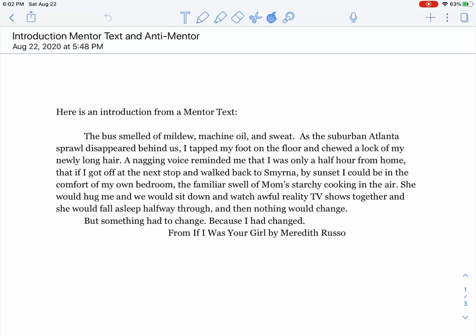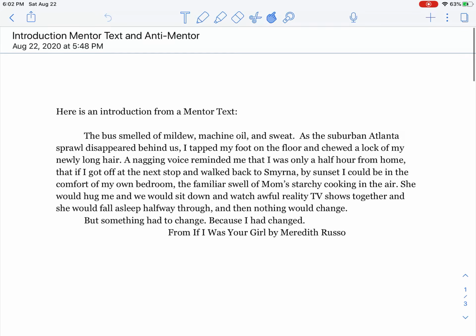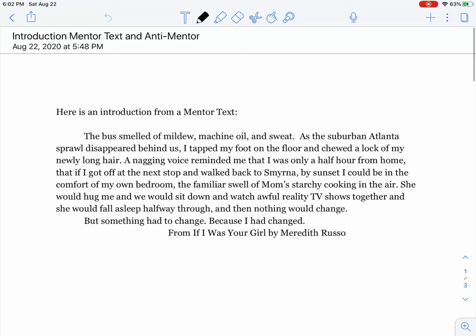Okay, so this is the opening paragraph from If I Was Your Girl. So let's take it sentence by sentence. The first sentence, it's not really talking about her at all. It talks about the bus, which is taking the focus and putting it onto her surroundings. So then we get information about where she is. And this word choice, sprawl, gives us a visual of the city.